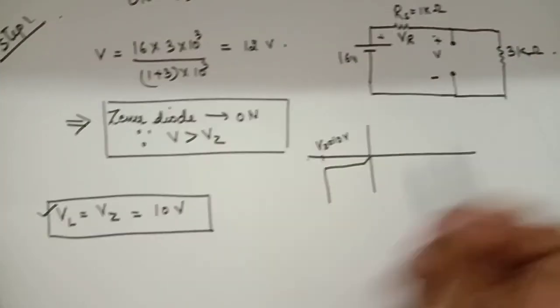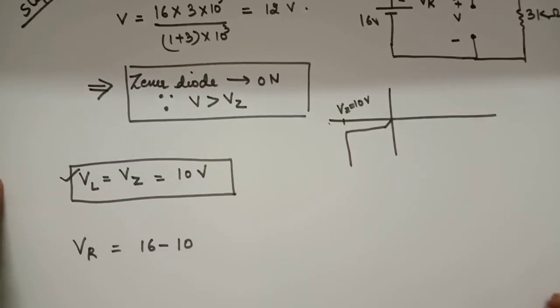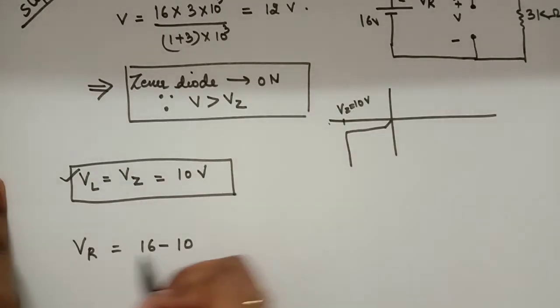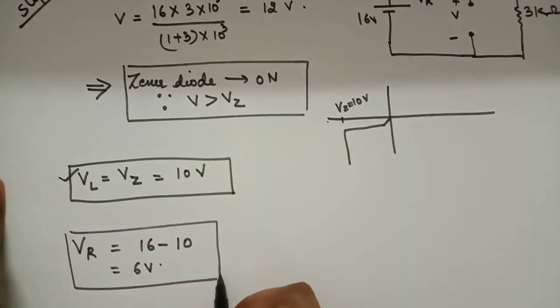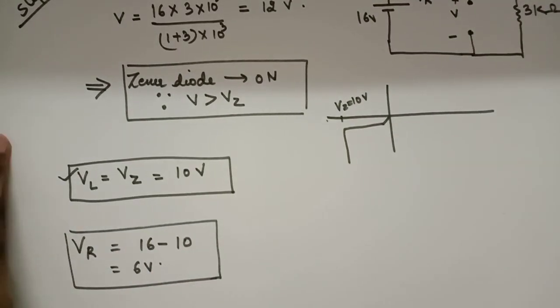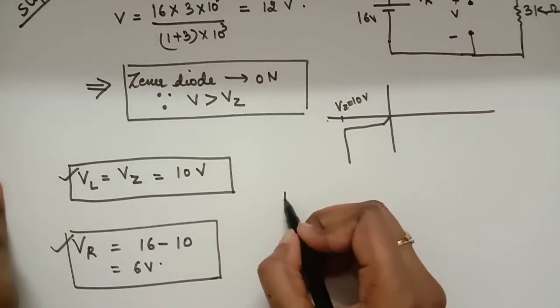How will we calculate? 16 minus, not 12, it will be 10. Now omit out 12 volt, it is 6 volt. Remember this concept, because now Zener diode has come into the light. So VR, 6 volt, we have calculated. You are also asked to calculate IZ.